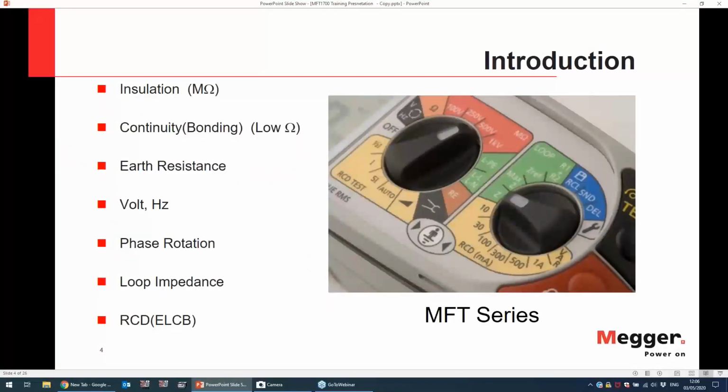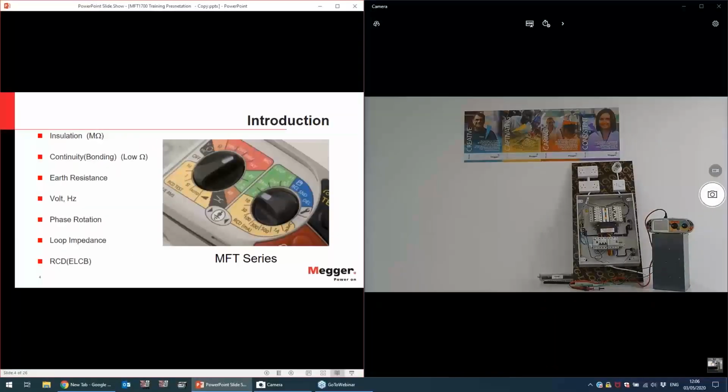So this webinar mainly will be focusing on doing a practical session rather than just a theoretical talk. I have here a camera showing you the setup I have in front of me. I have a distribution board connected to some circuits and a testing device, an MFT, multifunctional Megger series device. We will be conducting these seven tests and give some examples on how to conduct them and check an actual measurement on this setup we have in front of us.